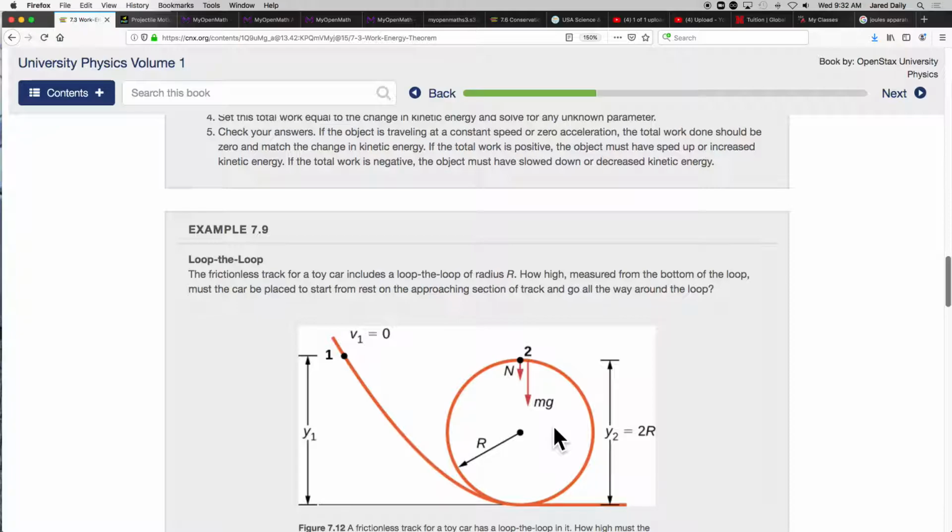What's that? Yeah, at the very least, the tipping point is when it goes up to the top of the loop and it stops, right? But we need just a little bit more than that, right?